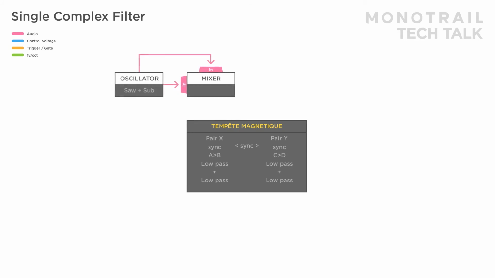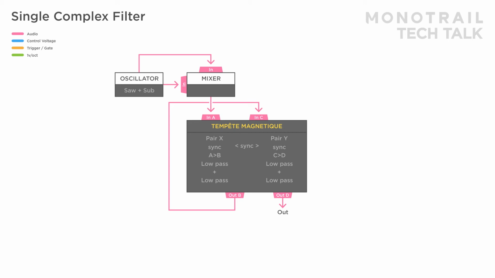Of course, you can also use the entire module with all 4 filters to shape a single sound. Here, the saw and sub-octave output of a single oscillator are mixed and used as the input for filter A. Filter A is used in series with B. The output of B is patched to the input of C, in turn used in series with D, and the output of D is used to listen to.